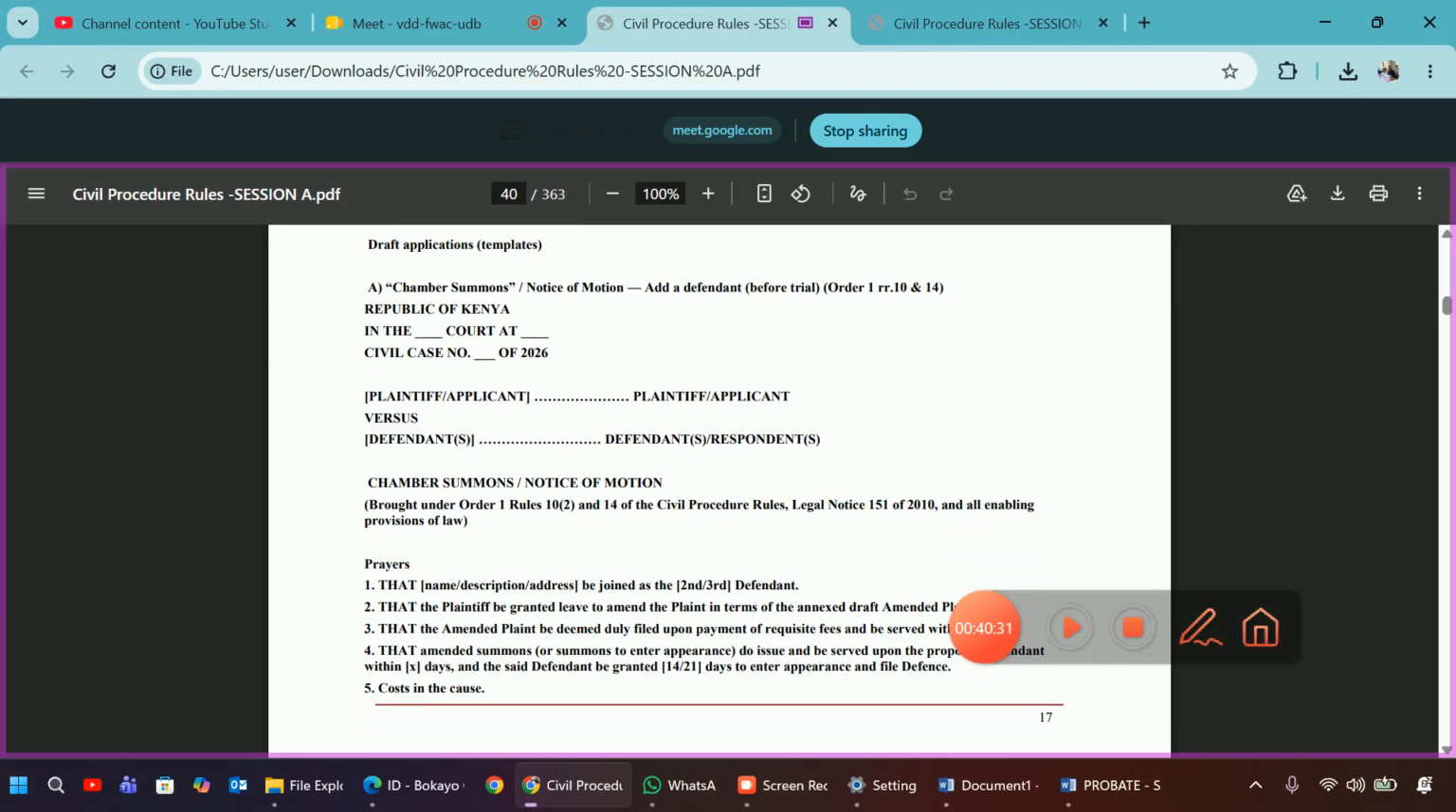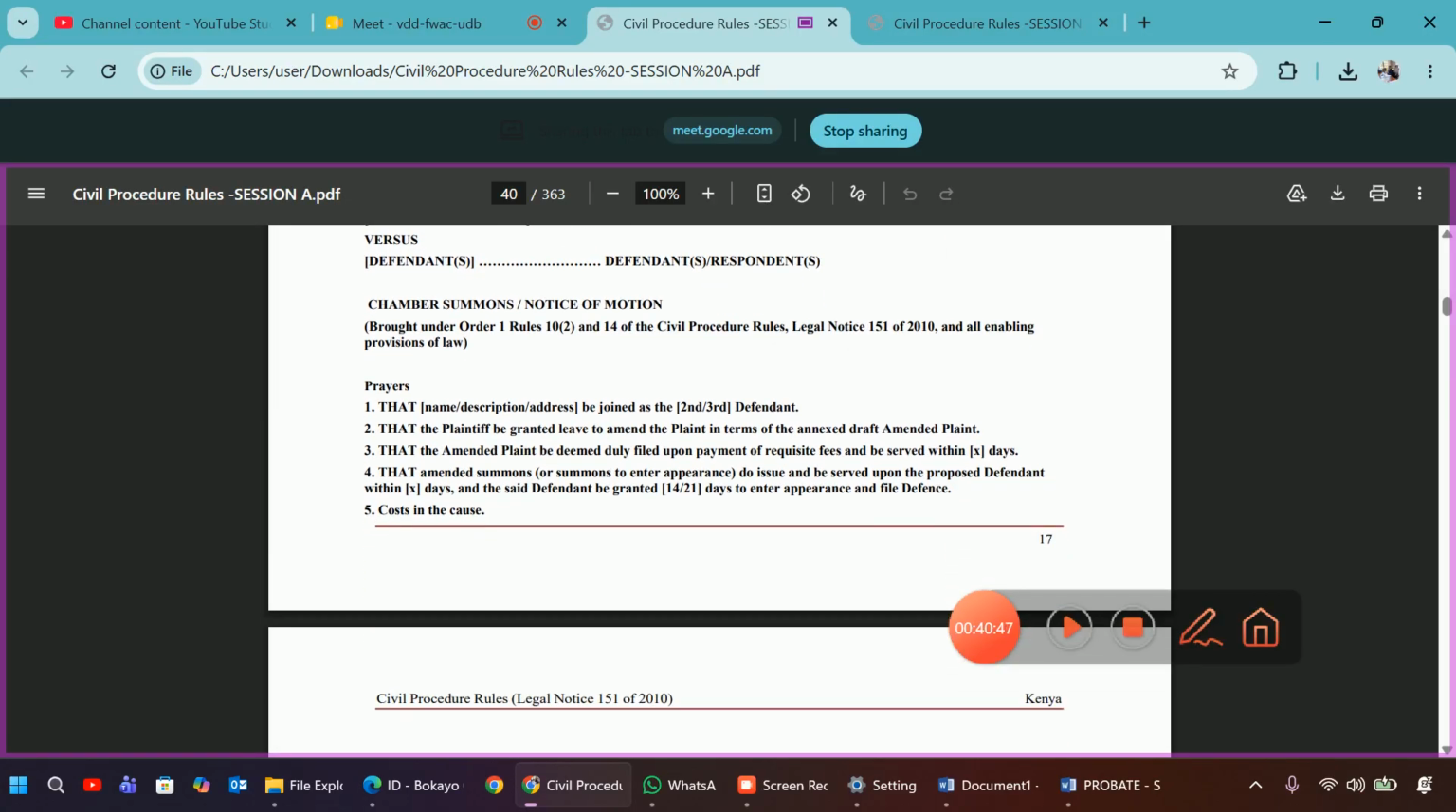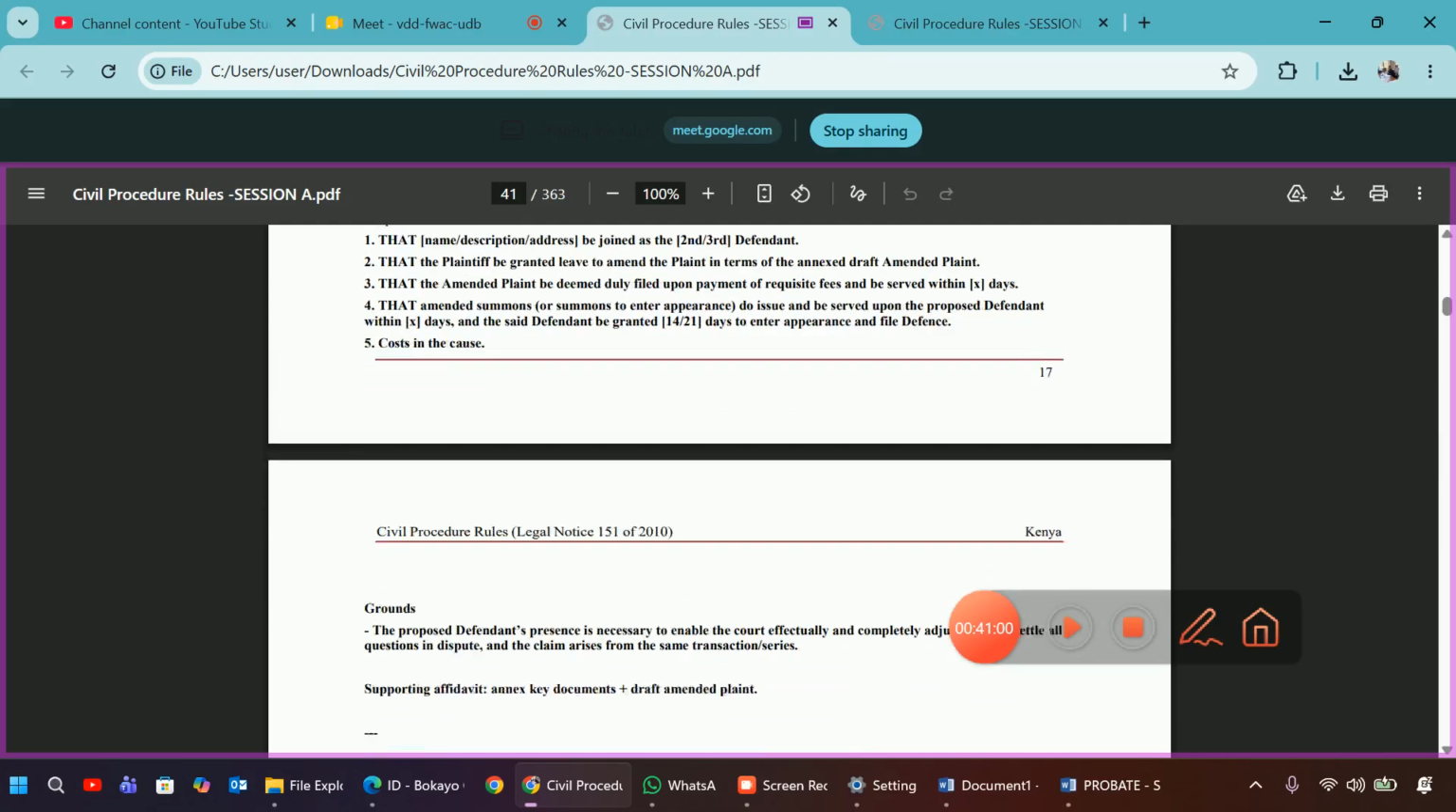So chamber summons or notice of motion is brought under Order 1, Rules 10(2) and 14 of the Civil Procedure Rules, with a prayer that you are seeking to add a defendant before trial. So if it is before trial, let us state the chamber summons. That the names or description of the parties be joined as the second and third defendants, that the plaintiff be granted leave, that the amended plaint attached herein be duly filed upon payment, that amended summons be served, and that costs be in the cause.